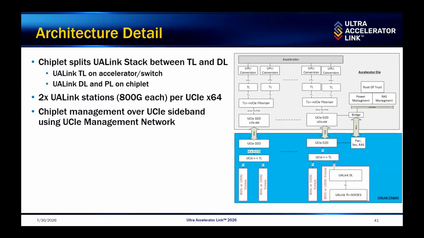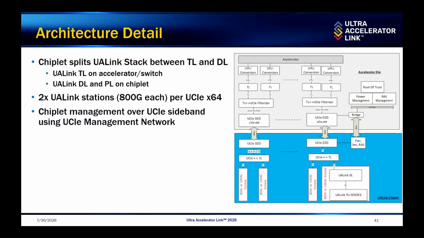The way we do this is we group two UALink stations, each of these 800 gig stations, and we put those over a single UCIe interface. So you can think of this as stripes of two stations, one UCIe going across. And then for management of the chiplet, there is basically one management for the domain for the whole thing. So we're not managing each station independently. We're trying to keep the overhead down. We'll have one amount of management for the entire chiplet.